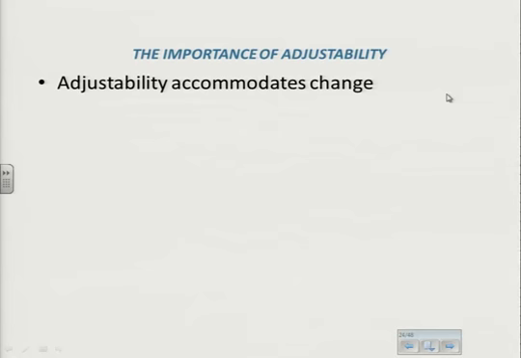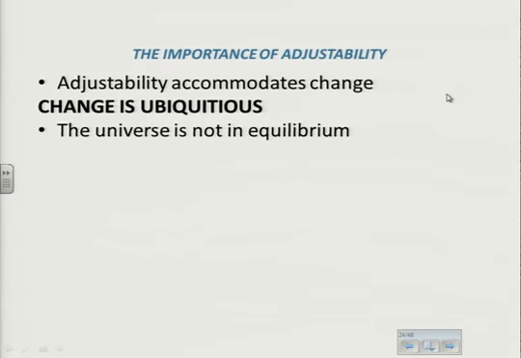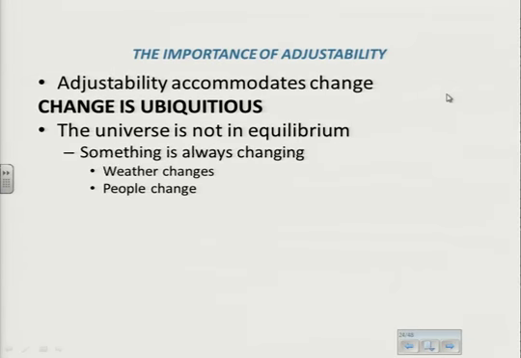Why should this be the first thing that we need to be thinking about? Well, adjustability accommodates change. Change is everywhere. The one thing that's constant is change. In case you hadn't noticed, the universe is not in equilibrium. So things are moving, energy is moving, things are always changing. Weather changes, people change. The universe is largely unpredictable.